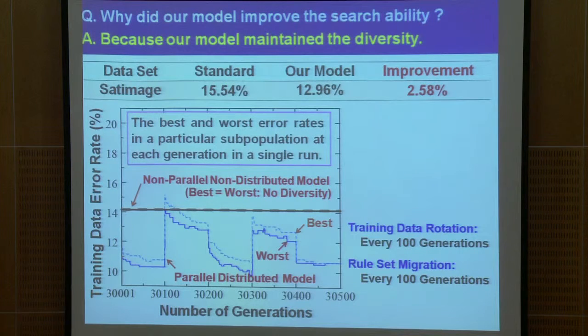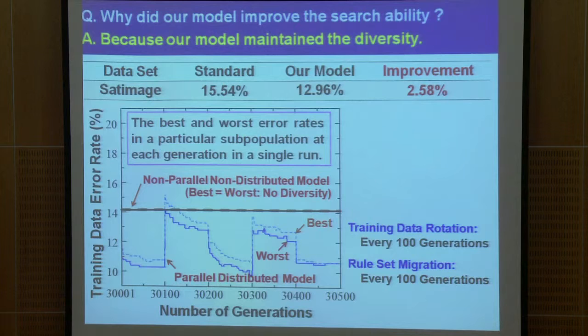This slide shows part of the evolution from 30,000 generations to 30,500 generations. Training data subsets were rotated every 100 generations, so that at each island, new data came every 100 generations. So the environment changes every 100 generations. Results go up and gradually down, and change at every 100 generations.